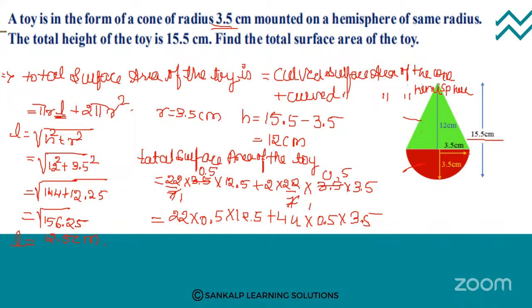Okay. First do the multiplication of these values, then do the multiplication of these two values, then after adding these two values, you will get 214.5 centimeters square. Okay, 214.5 centimeters square.